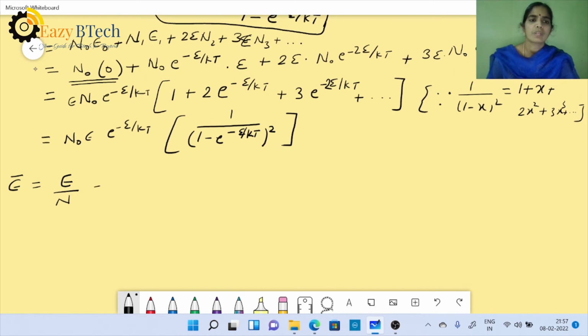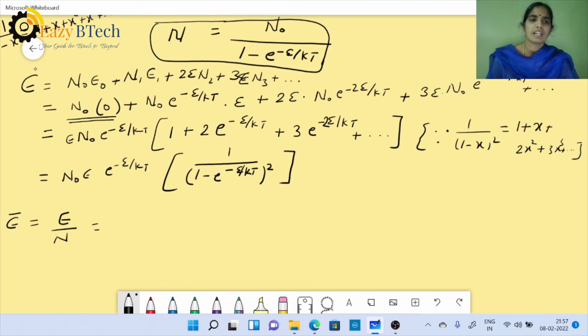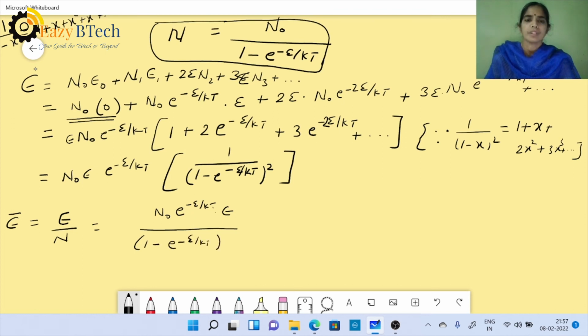So I'm substituting those two expressions here. Look at your N and E value. So I have N naught e power minus E by kt with exponential into E divided by 1 minus e power minus E by kt whole square. This is only energy. What is your N value? N naught by... but here your N is in the denominator, so it becomes reciprocal there. So I'll write it as 1 minus e power minus E by kt divided by N naught.